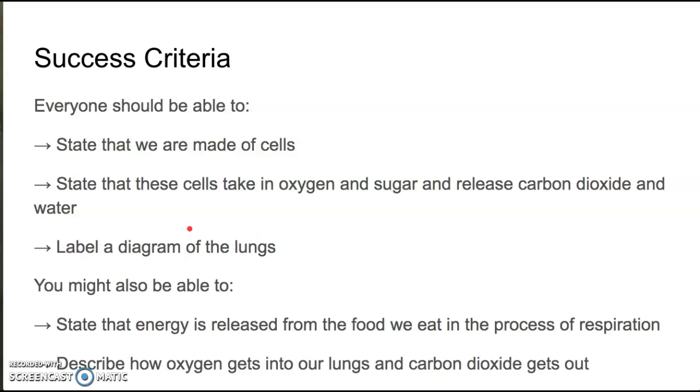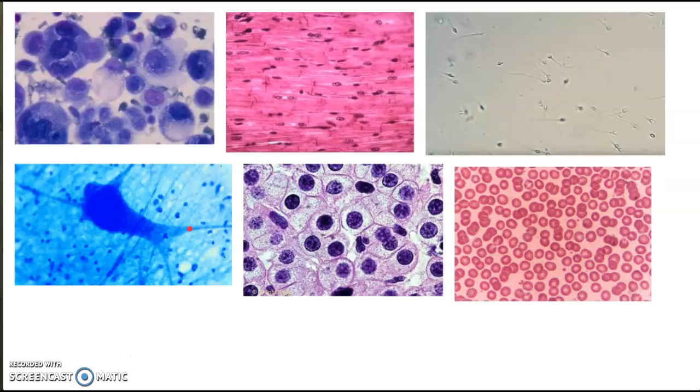made of cells and that these cells take in oxygen, sugar, and release carbon dioxide and water. You should be able to label a diagram of the lungs with all the different bits of the lungs, and you should also be able to say that energy is released from the food we eat in the process called respiration, and how oxygen gets into our lungs and carbon dioxide gets out.